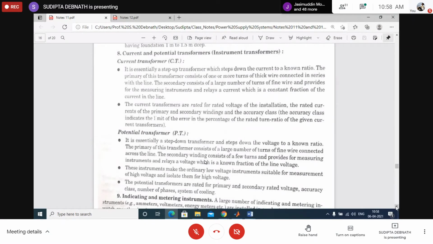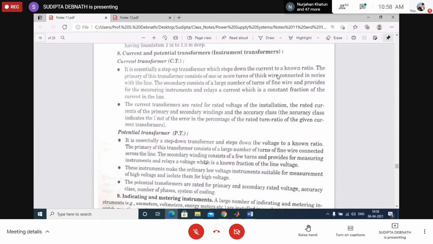Actually, these are called instrument transformers. These you also studied in detail in the measurement and instrumentation subject. But just the fundamentals, what is a current transformer? It is essentially a step-up transformer which steps down the current. Suppose 1000 ampere current is flowing, and we have an ammeter of 0 to 10 or 0 to 50 ampere. So what do we need? We need to step down the current and then multiply it by the multiplying factor. Then we'll get the value of the current. So these are essentially transformers which step down the current.